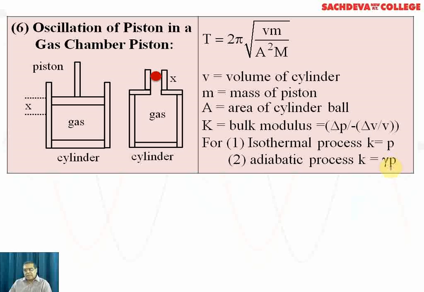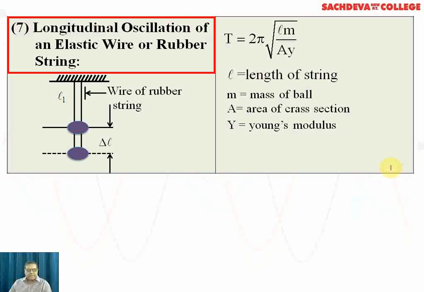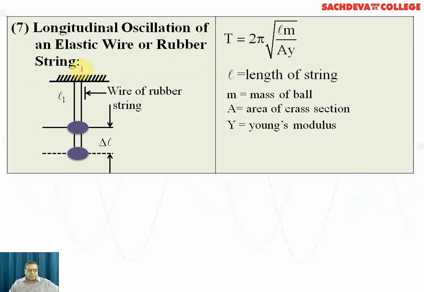So we find that K is equal to gamma P. Now, next is longitudinal oscillations of an elastic wire or the rubber string. When we use the term elastic wire or rubber string, we are taking into consideration Young's modulus of elasticity. And you can remember that Young's modulus of elasticity is the ratio of stress to the strain in that wire, whether it is made up of metal or rubber.